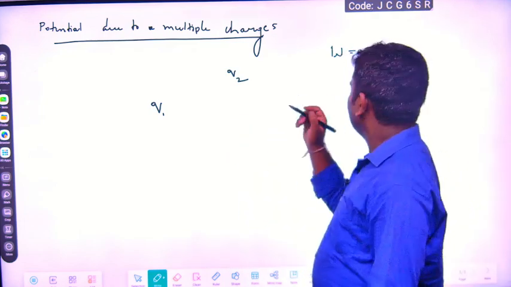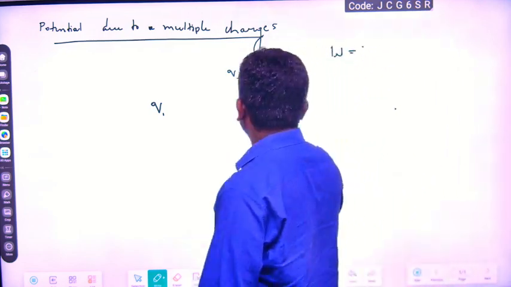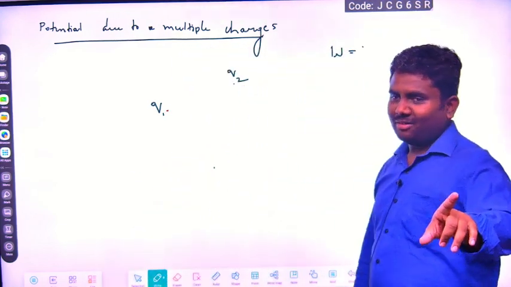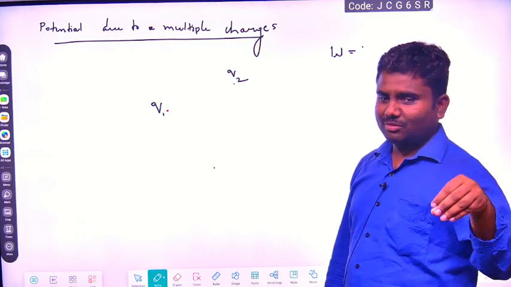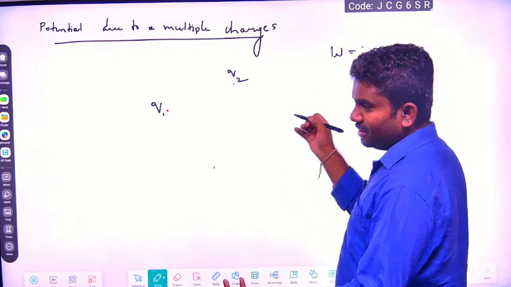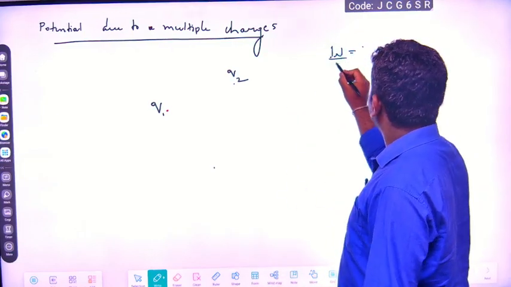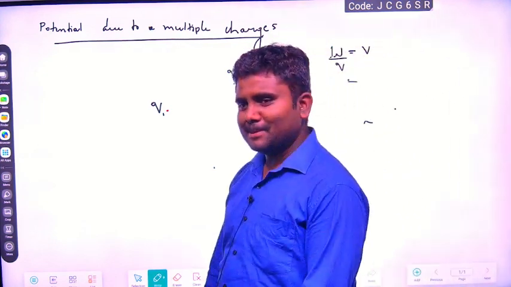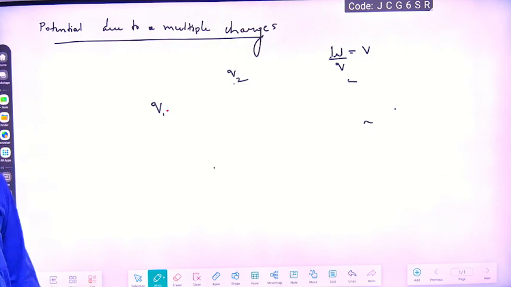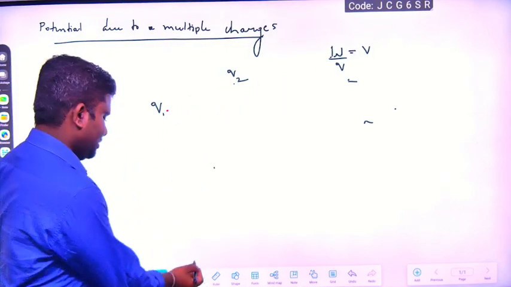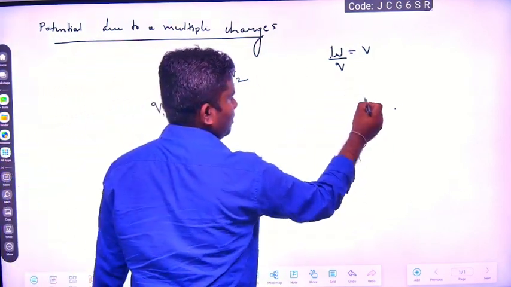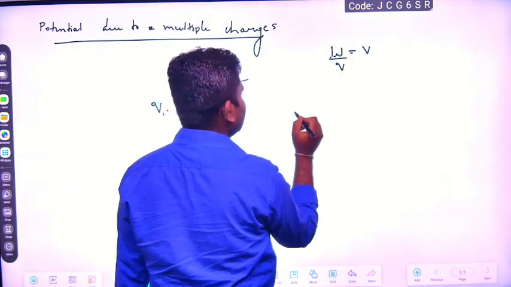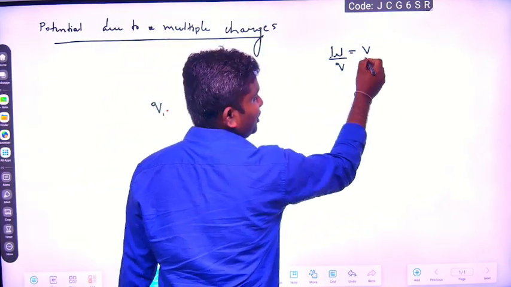Understood? So this is one point and this is another point. Anyway, we studied the potential value. What is the potential value which is work done? Work done per unit charge is potential, right? That's why work done per unit charge is potential. Now, how much work done you need to do? How much potential you need to apply?